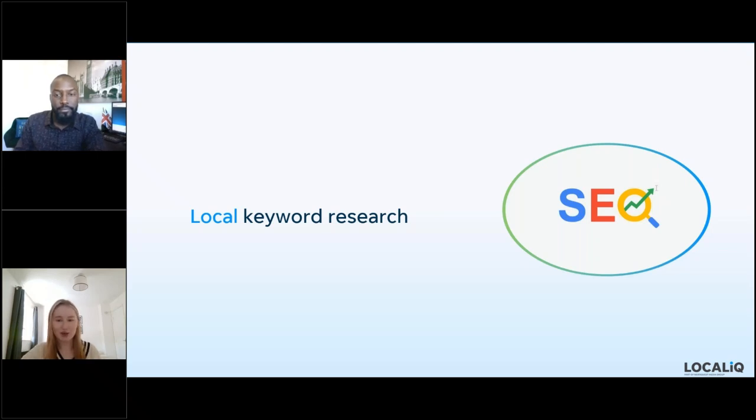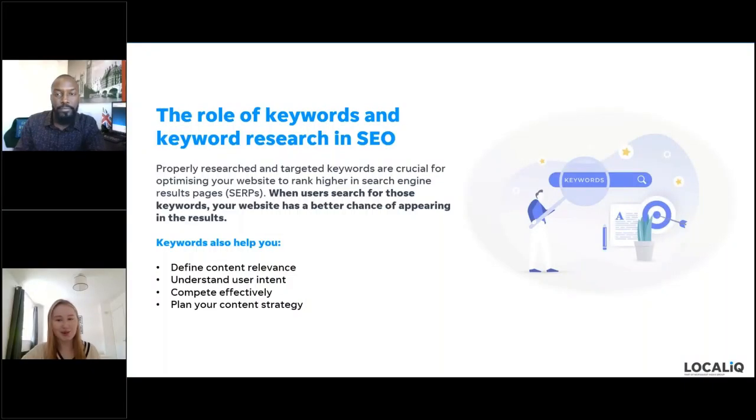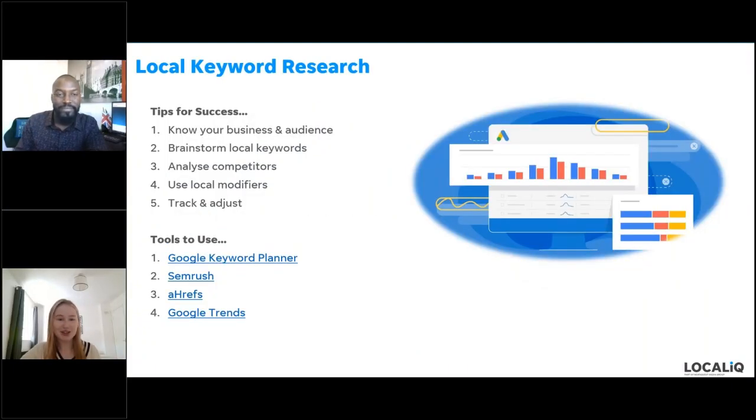So on the next slide, I will share some tips for success when it comes to local keyword research. The tips for success that I would always suggest is you need to start by knowing and understanding your business. You need to know your business, the products, services, and target audience. So identify what sets you apart in your local area. From there, you need to begin brainstorming a list of potential local keywords.